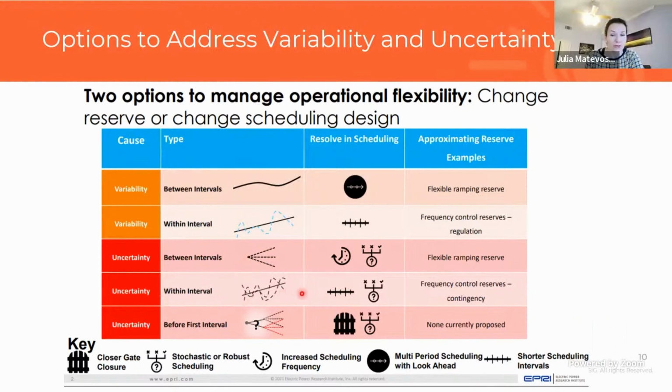If you have uncertainty within interval, again, shorter scheduling intervals help, or doing some kind of stochastic dispatch decisions also helps. Again, you can address it with some kind of reserve products. And then if you have uncertainty that you already predict before the first interval, then having shorter gate closures helps. And again, having stochastic dispatch helps as well.